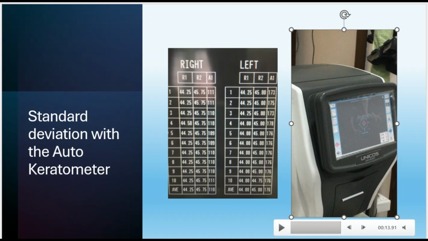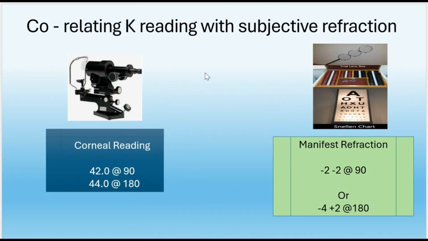Another important thing that you need to do is also correlate, wherever possible, the subjective refraction with the corneal reading. For example, in this case, you have an against the rule astigmatism on the cornea, +2 at 180 degrees. Is it matching with the subjective refraction of the patient? Wherever you can get the subjective refraction of the patient.